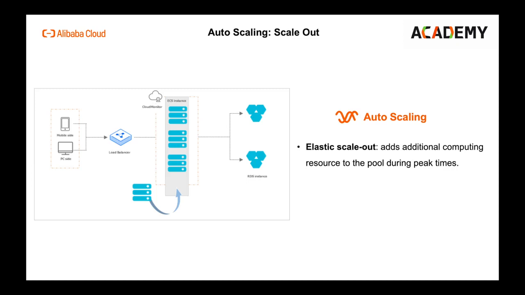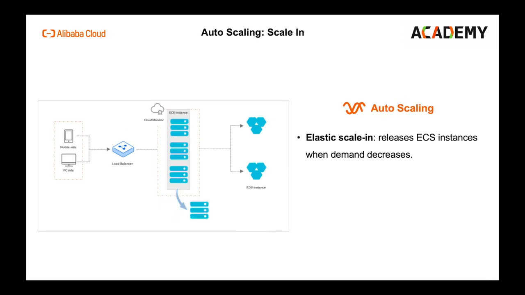Let's address those concepts in a little bit more detail. So what is scale out? Scale out is simply adding more ECS instances to the autoscaling group. So autoscaling maintains a group or pool of ECS instances, and scaling out means adding additional instances to that group.